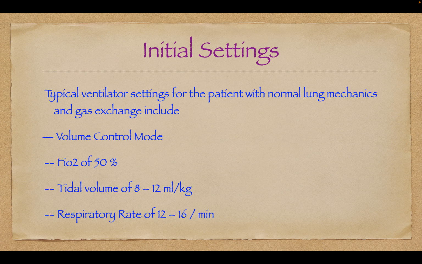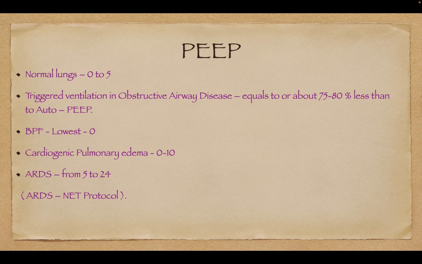As far as PEEP is concerned, normal lungs have a PEEP of 0 to 5. For triggered ventilation in obstructive airway disease, it is about 75 to 80% of the auto-PEEP. So if there is a patient of COPD where auto-PEEP is generated, you can keep the extrinsic PEEP a little more than that, which we put to take care of that intrinsic PEEP or auto-PEEP.